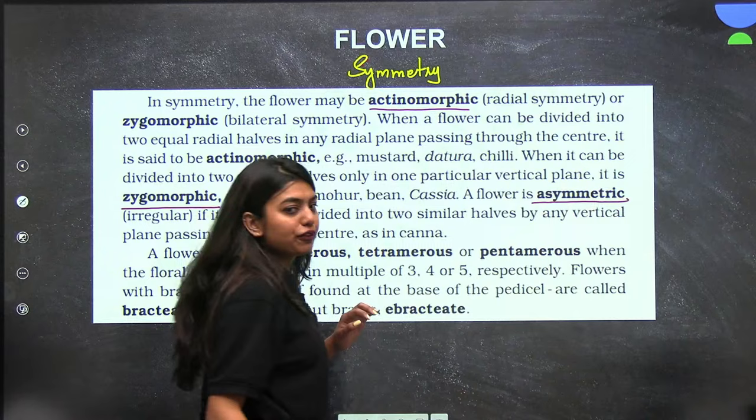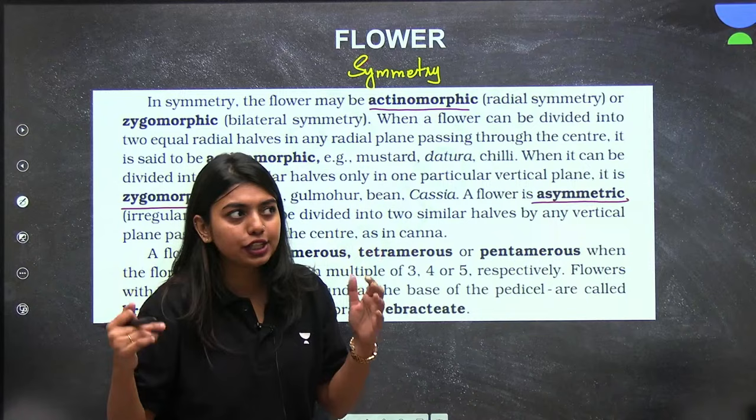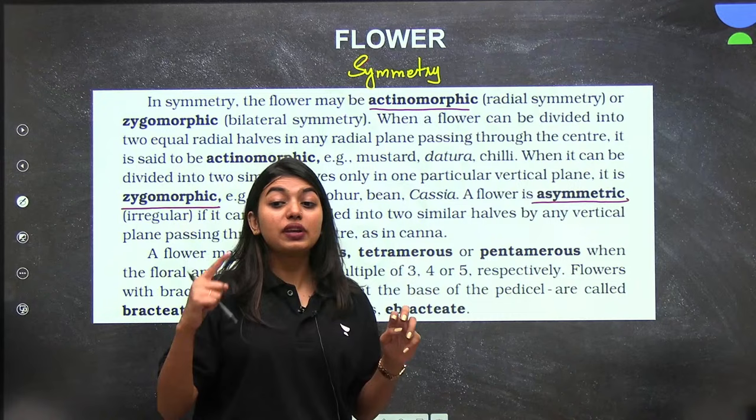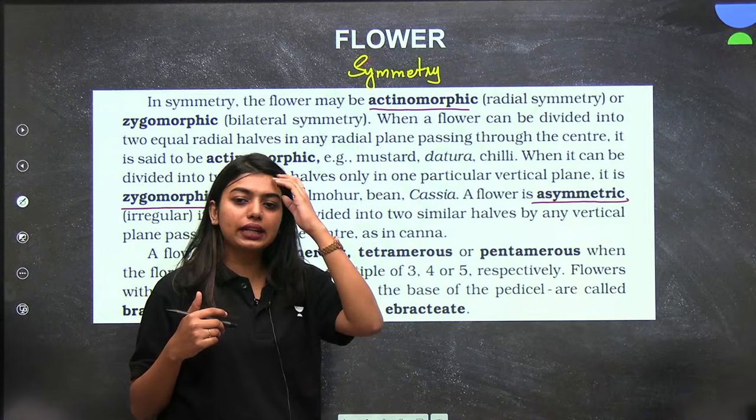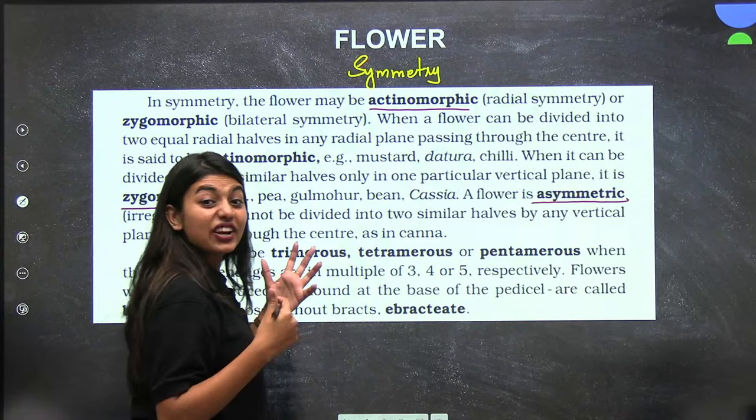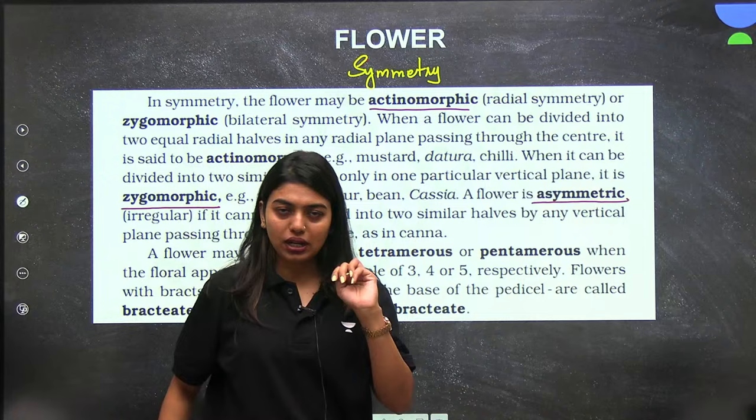So, students, when we talk about actinomorphic, you can cut them from any side and you will get two equal halves. We have studied this in the plant kingdom. What is the word we use in the plant kingdom for this? It is radial symmetry, correct? That means if I cut the flower from any part, I am going to get two equal halves.